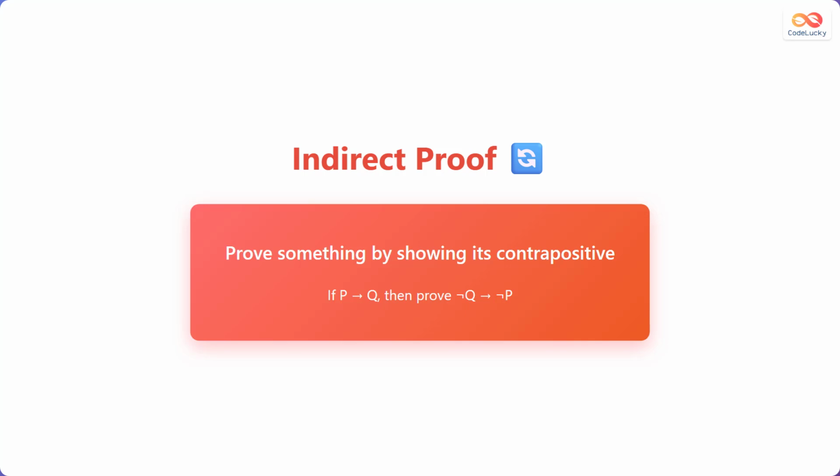Now let's explore indirect proof. In this method, instead of directly proving a statement, you prove its contrapositive. The contrapositive is formed by negating and reversing the hypothesis and conclusion of the original statement. So, if you want to prove that if P, then Q, you instead prove that if not Q, then not P. If you can successfully prove the contrapositive, you have indirectly proven the original statement.